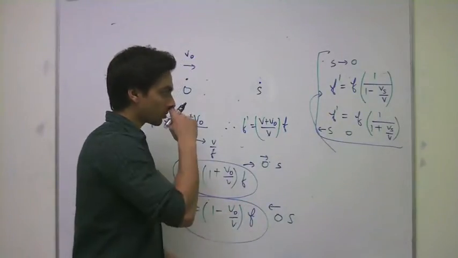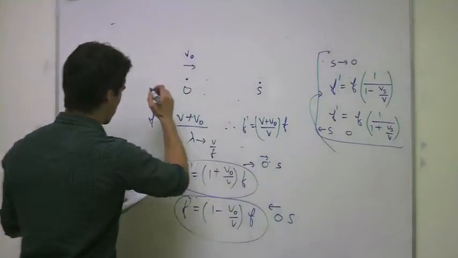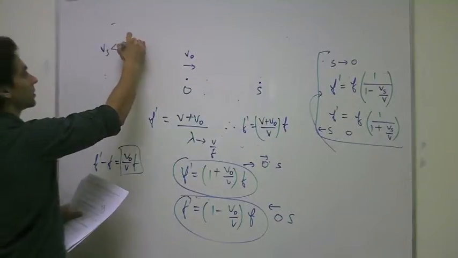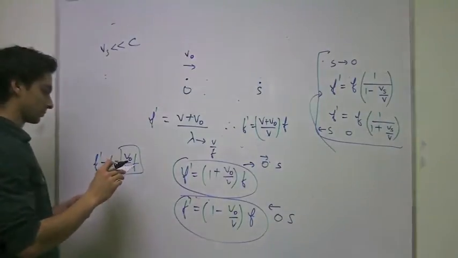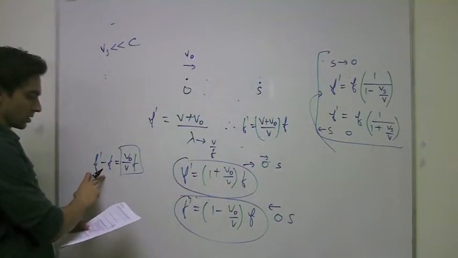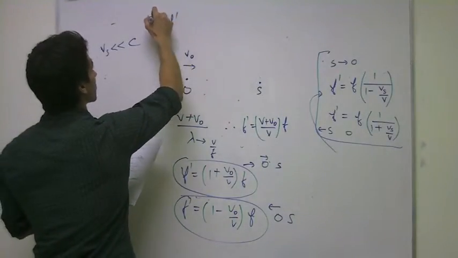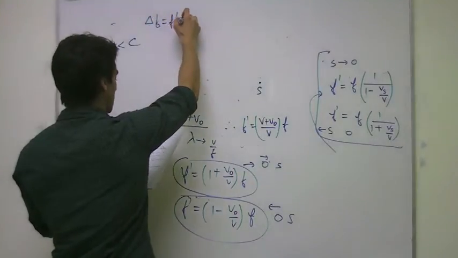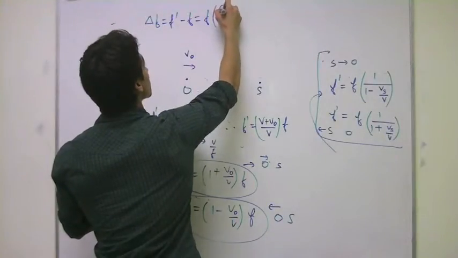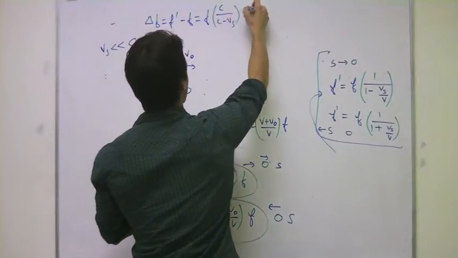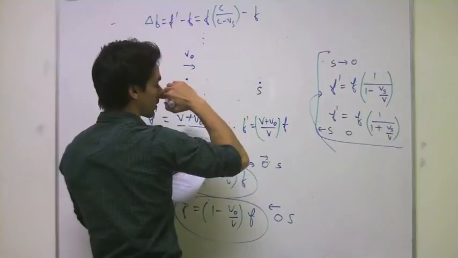Okay. Now when we are talking about light, the speed of the source is way less than the speed of light. So in that situation, when we talk about the difference in frequencies, we have f dash minus f, delta f. The difference in frequency equals f dash minus f, which is equal to f c over c minus vs, minus f.